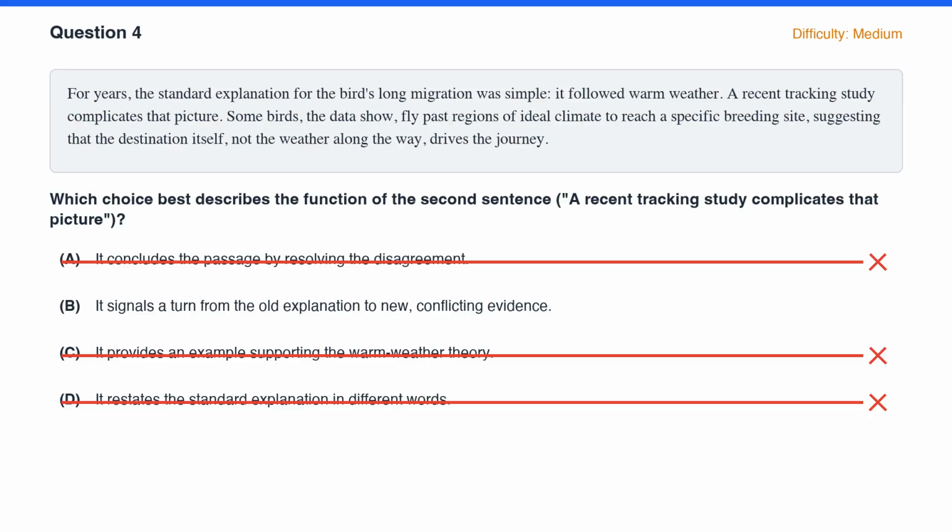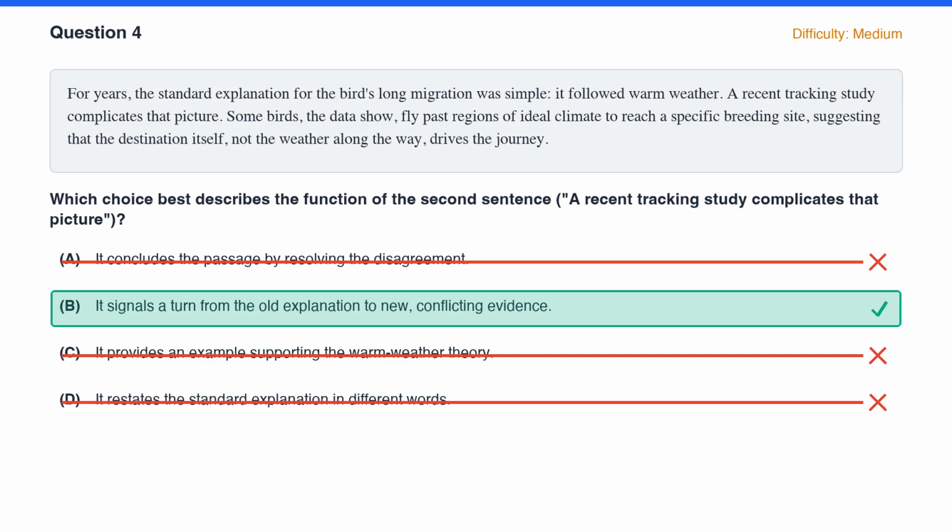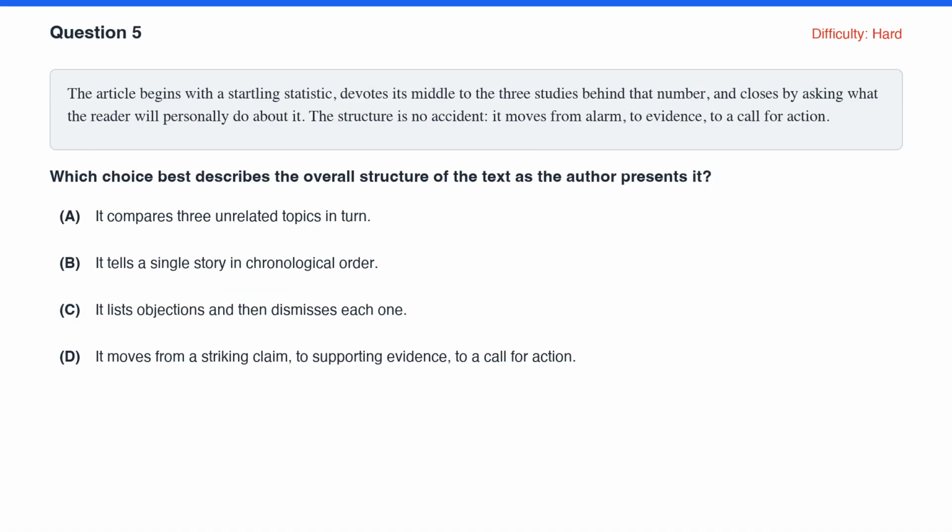Cross it. Choice B. Signals a turn from the old explanation to new, conflicting evidence. That's the pivot we predicted. Answer B. Notice A even uses a real structural word, resolving. But the sentence is at the start of the turn, not the end. Naming the job and tracing the order is what places it correctly. Here's a hard one. Formula time.